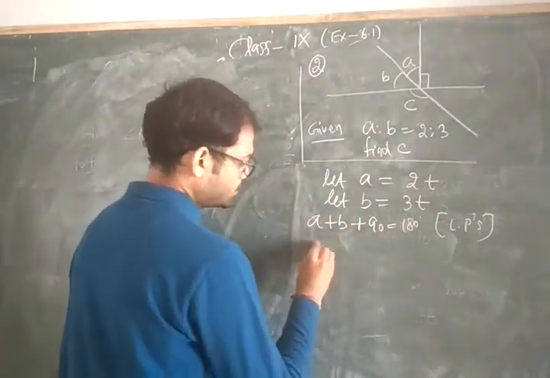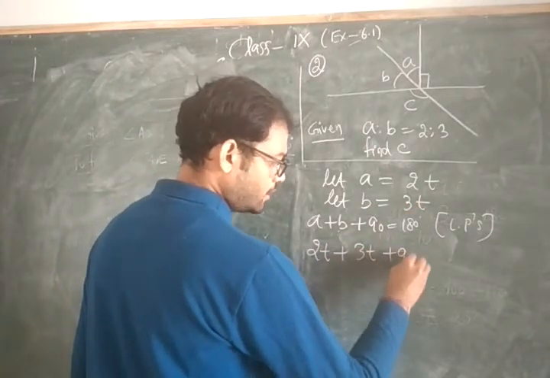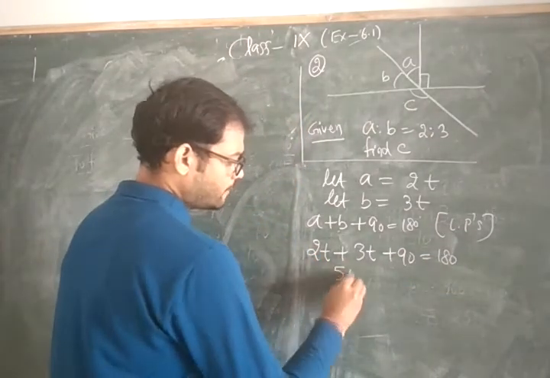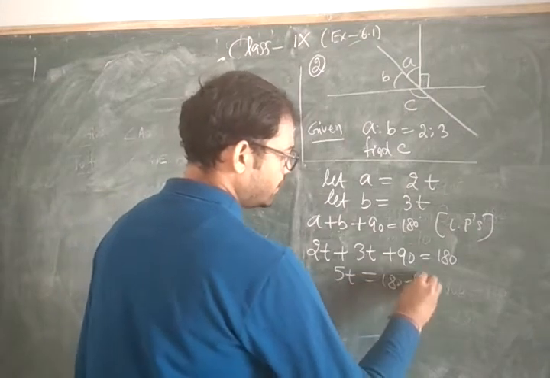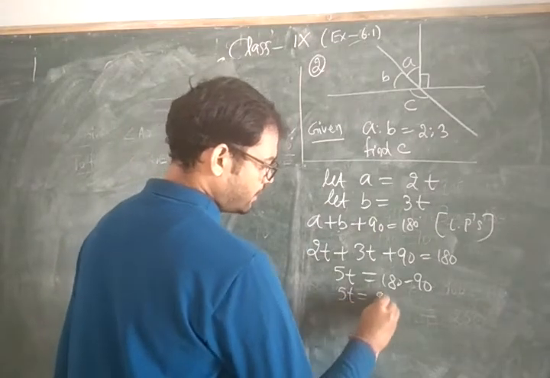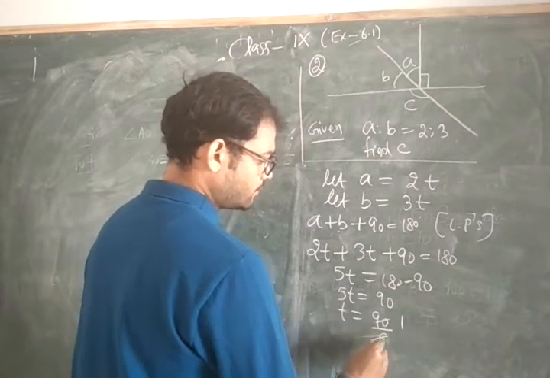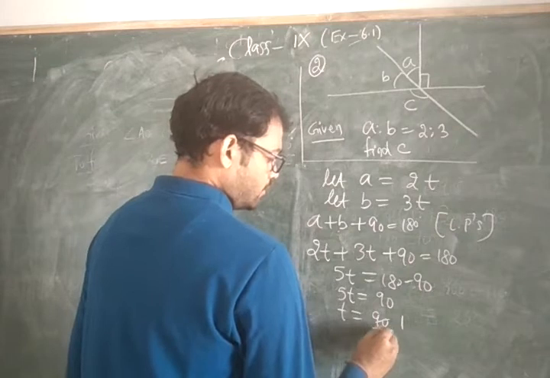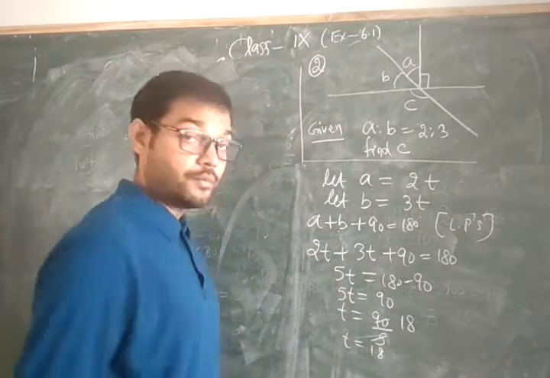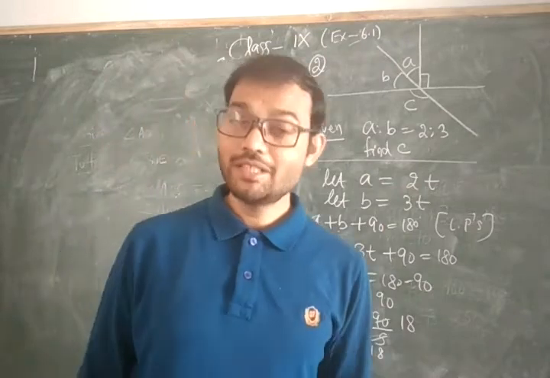Okay, the value of A is 2t, the value of B is 3t, plus 90 is equal to 180. So 5t plus 90 equals 180, so 5t is 180 minus 90. जैसा कि आप इक्वेशंस को सॉल्व करोगे, 5t will become 90, then t will be equal to 90 divided by 5, so t is 18. अभी आपके पास सिर्फ t आया है, मतलब क्वेश्चन इज फाइंड C. आपने C फाइंड आउट करना है.